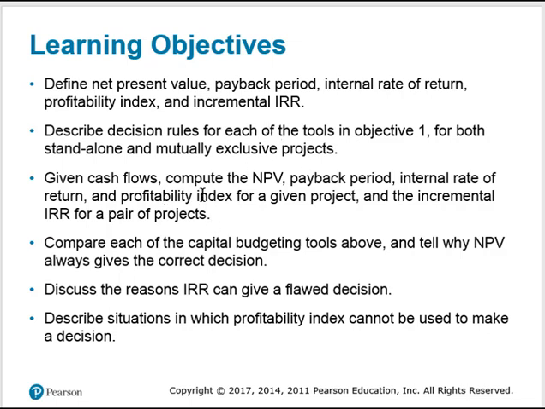We're going to look at cash flows, try to determine between choices, right? If there are more than one project to pick from, which project should we choose? We're going to look at comparing these competitive tools. We're going to discuss why the internal rate of return can give a flawed decision. And in the end, we're going to also discuss what's referred to as the profitability index and why sometimes it might not be able to make a good decision for us or might not provide the right decision.